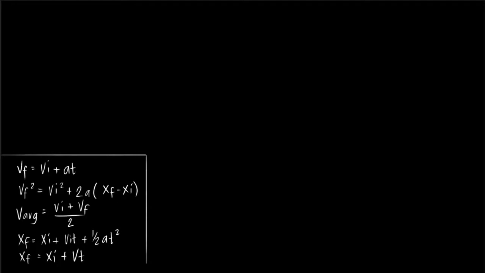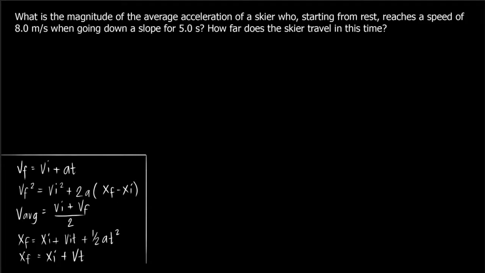Let's move forward. So, the first problem is what is the magnitude of the average acceleration of a skier who, starting from rest, reaches a speed of 8 meters per second when going down a slope for 5 seconds. And how far does the skier travel in this time?